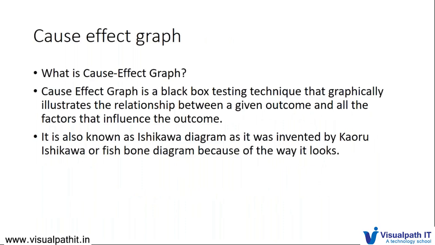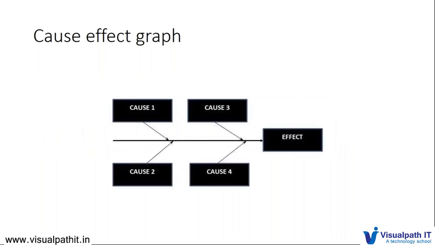This word is very important: given outcome and all the factors. Even the background, even the pixels, all the factors which will influence the outcome, we have to take care of in the cause effect diagram. It is also known as the Ishikawa diagram because it was invented by Ishikawa, and they call it a fishbone diagram as well because it looks like a fishbone, which I will show you in the coming slide. So you can see here that it looks like a fishbone diagram.